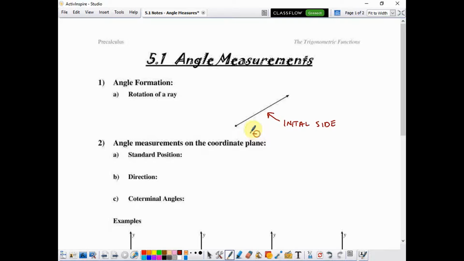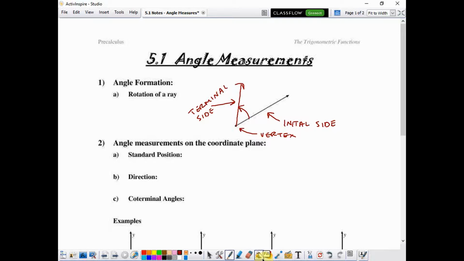And we're going to rotate that about the vertex. That'll be the center of our rotation. And when I rotate it, I have a new ray. The image of that original ray is called the terminal side. And between the initial side and the terminal side, we have an angle.